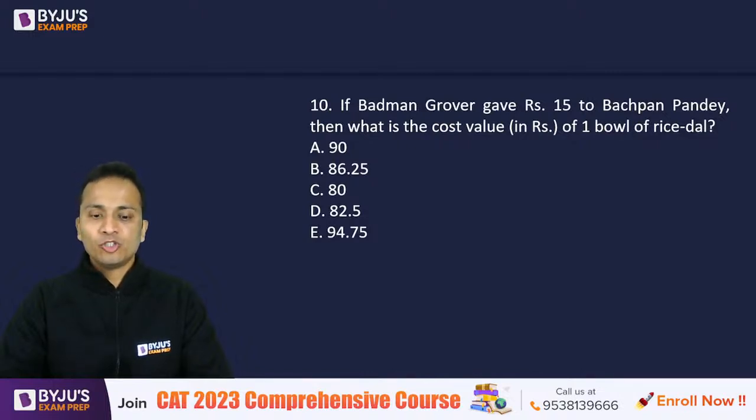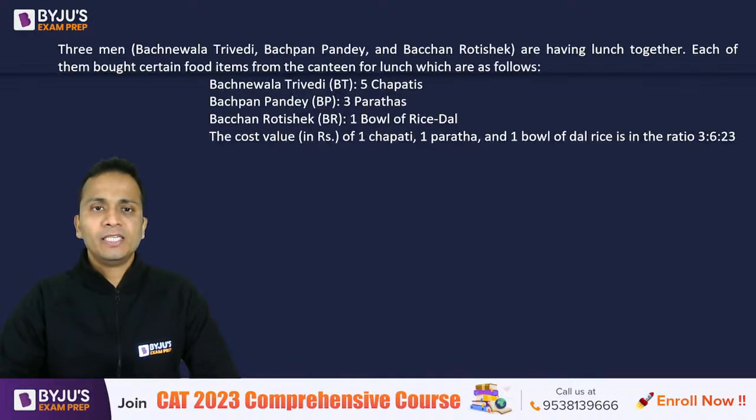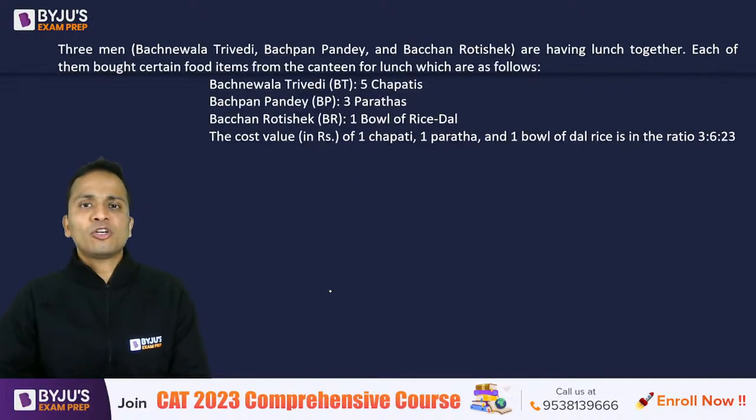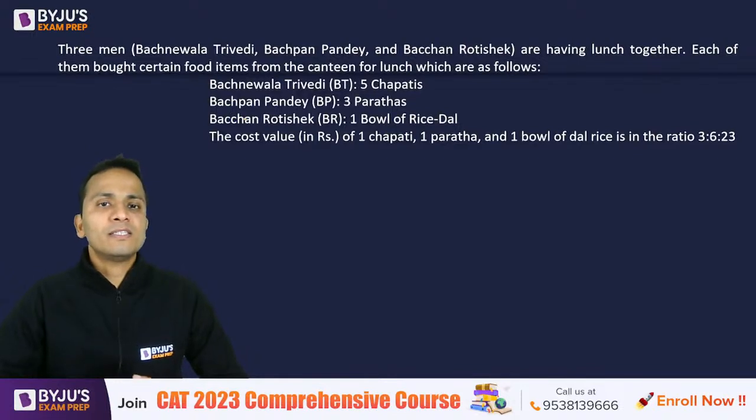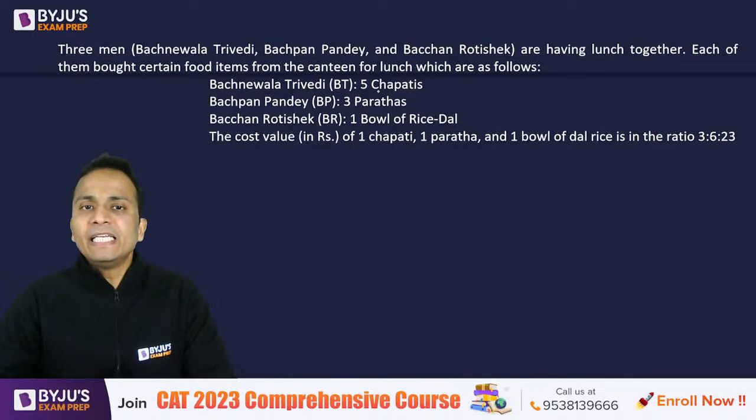All right. So we shall go back. Yes, let's go back. The answer should have come by now. Two students' answers have come. Okay, let's go. So I don't know if option B is correct or not. This is the set of information. Now, Bachchan Trivedi, BT, has 5 chapatis. BP has 3 paranthas and BR has 1 bowl of rice dal.